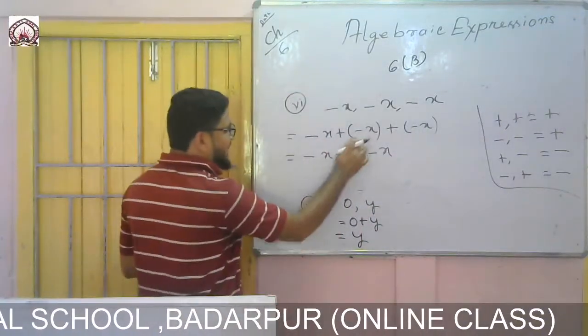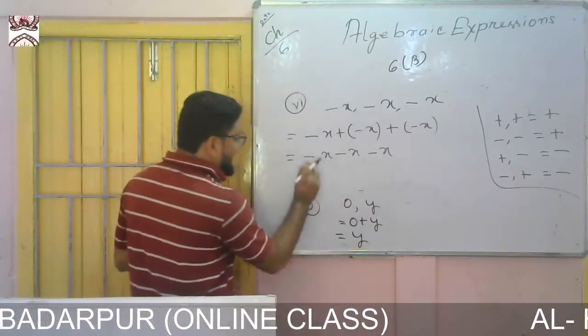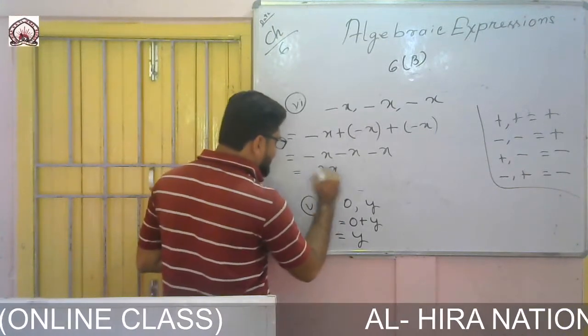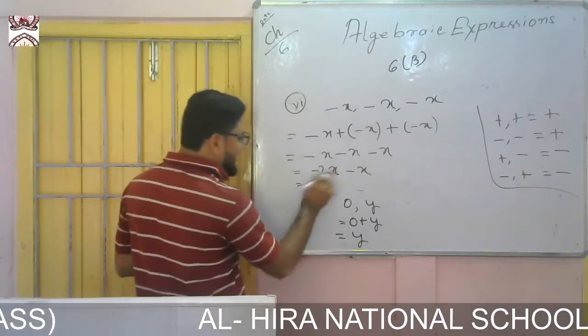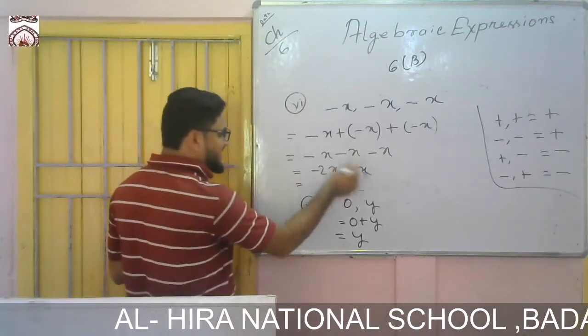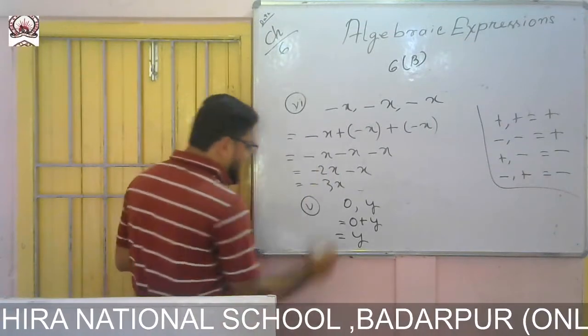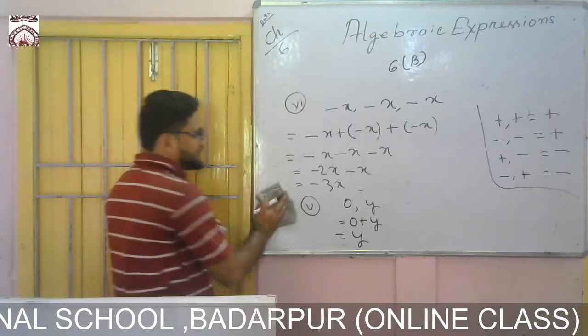So here, plus minus, minus, plus minus, minus. Now minus, minus, plus. So x plus x, twice x. So minus is there. Then again minus x. Then again minus minus is plus. Then twice x plus x, thrice x. And here the bigger symbol is 2's, so minus symbol. So the answer is minus thrice x. Okay.